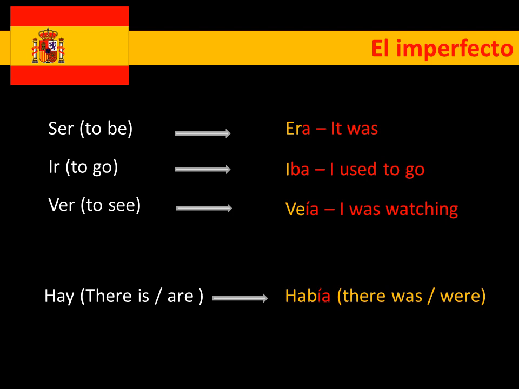So they're the irregulars. With regards to the other endings, they just follow the same pattern. So era will become era, eras, era, éramos, erais, eran, iba, ibas, iba, íbamos, ibais, iban, veía, veías, veía, veíamos, veíais, veían. And the same with había on its own. Okay, remember it's only third person and it stays like that. Okay, so thank you very much for listening.